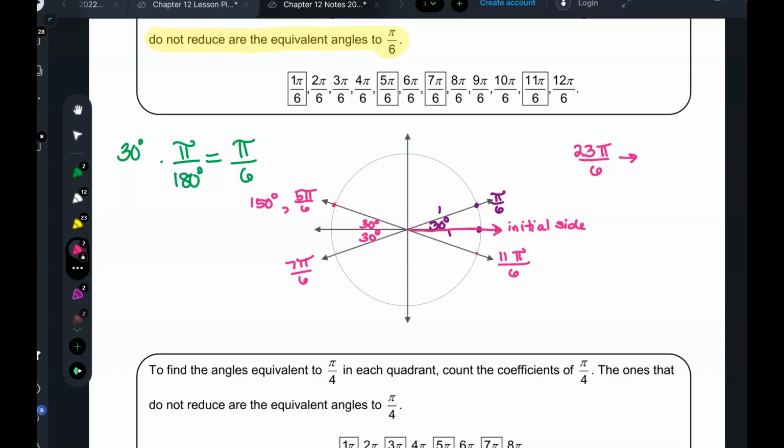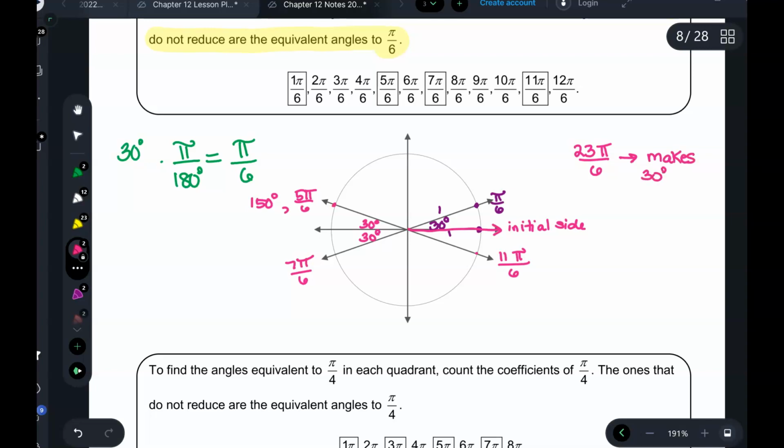So what I'm basically telling you is that anytime you have something that's not reducible and it's got a pi over 6, it's going to make a 30-degree angle with the x-axis. So if you multiply 11 pi over 6 times 180 over pi, you'll get whatever degree that is. Yeah?